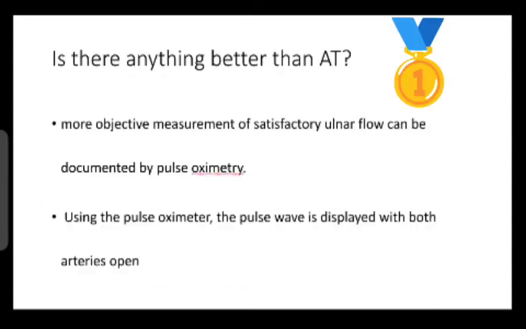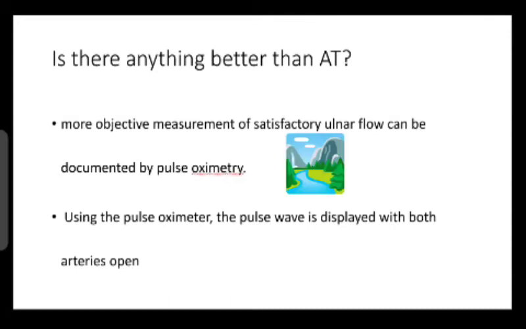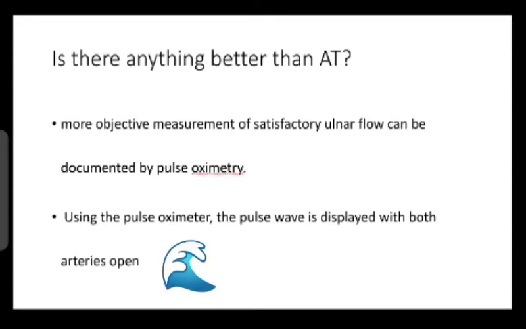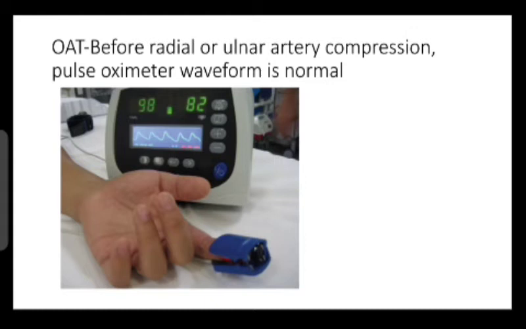So is there anything better than Allen test? More objective measurement of satisfactory ulnar flow can be documented by pulse oximetry. Using the oximeter, the pulse wave is displayed with both arteries open. So here, before radial or ulnar artery compression, pulse oximeter waveform is shown and it is normal.